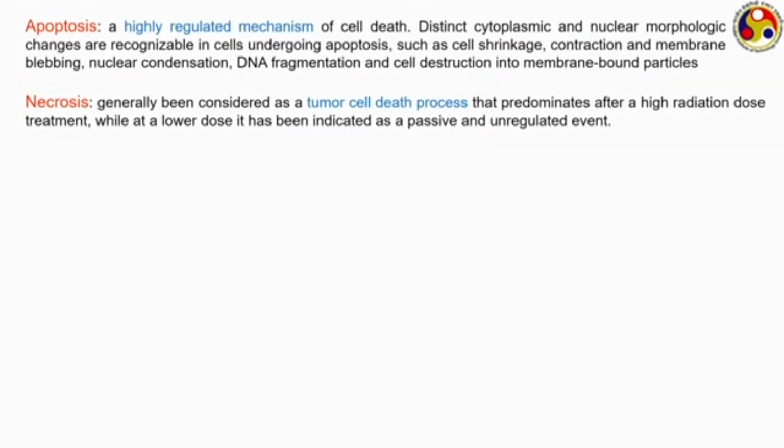Then is the necrosis. Necrosis generally is considered a tumor cell death process that predominates after a high radiation dose treatment, while at a lower dose it has been indicated as a passive and unregulated event. One thing we have to understand here: all the effects of radiation may not be bad, because treatment of carcinogenesis or such things also makes use of high dose radiations, and there the objective of radiation is to kill the affected tumor cells.